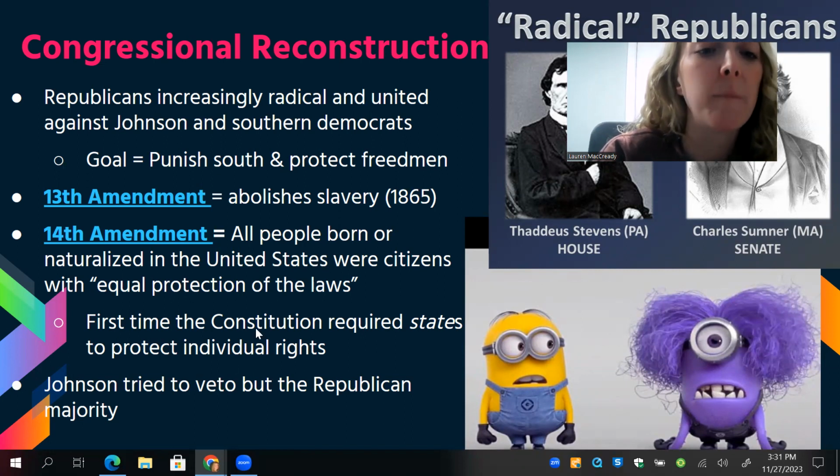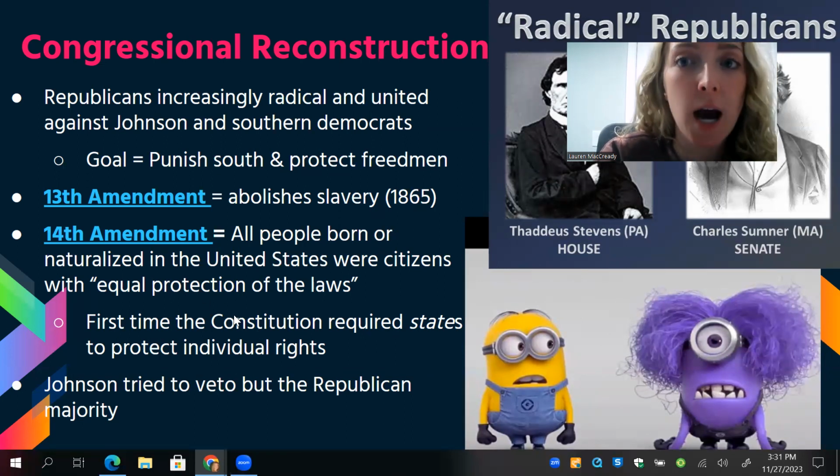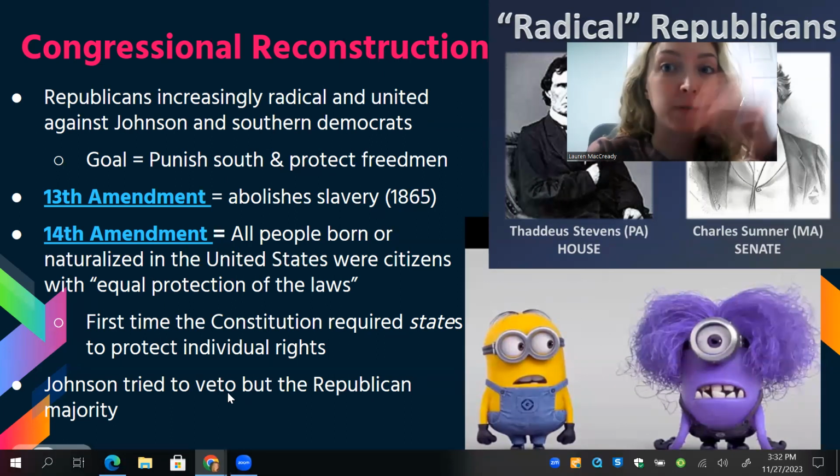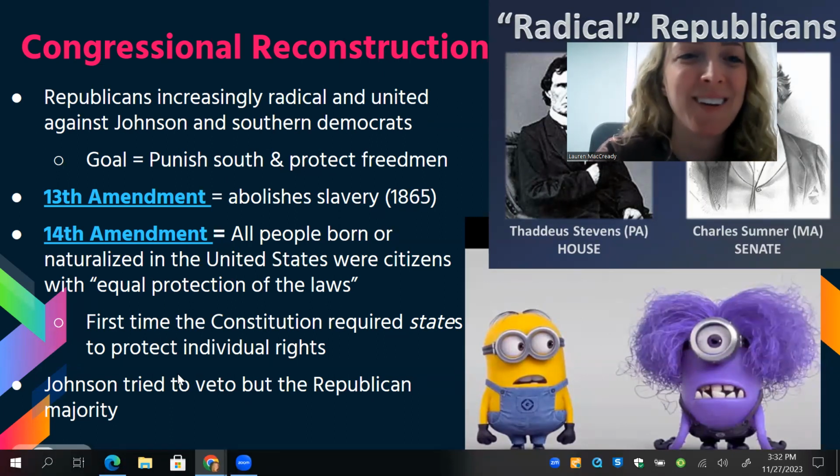The 14th Amendment is the first time that it says that states are required to protect individual rights. I know we have that in the Constitution. That's the Bill of Rights. But this is the first time that they're putting on the states that it needs to be in every state constitution to guarantee this specific right in their state, which is equal protection of the law and the right to vote. Johnson keeps trying to veto all these, but the Republican majority just keeps pushing them through. They have had it with him.